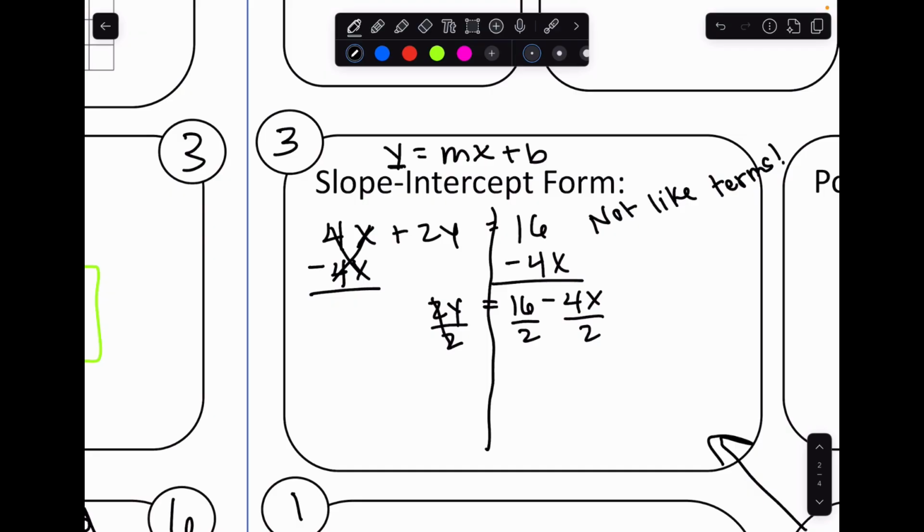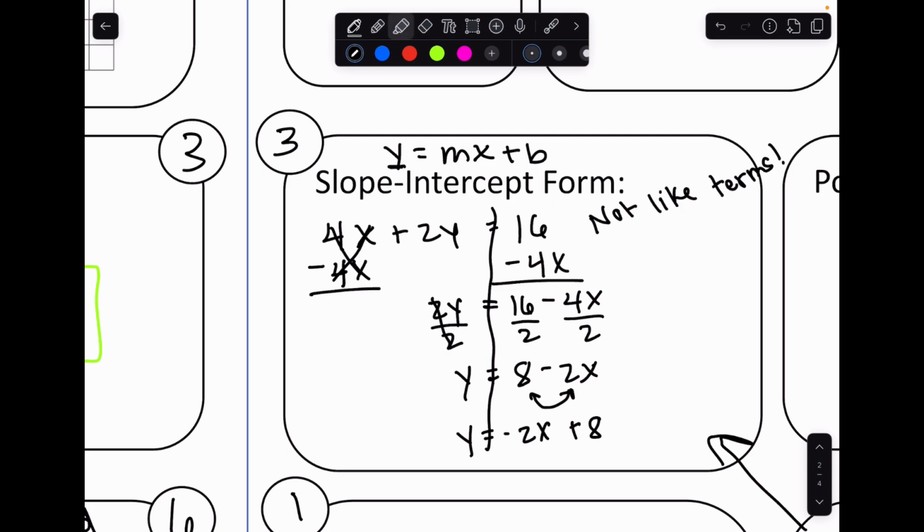So 2 divided by 2 is 1. We don't have to write the 1, so y equals 16 divided by 2 is 8, minus 4x, or negative 4x divided by 2 is negative 2x. Now, this could be our answer. But if we really want to write it in y equals mx plus b form, we have to switch these two around. Okay? So y equals negative 2x plus 8.